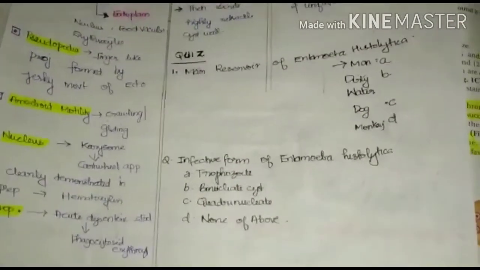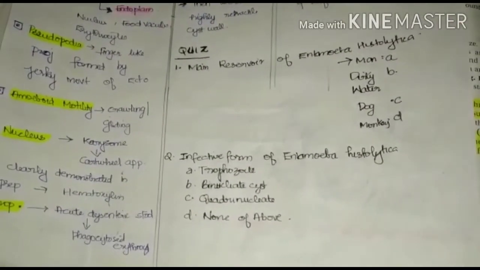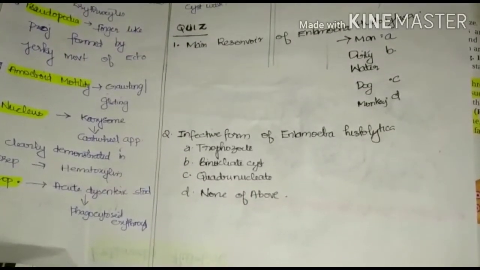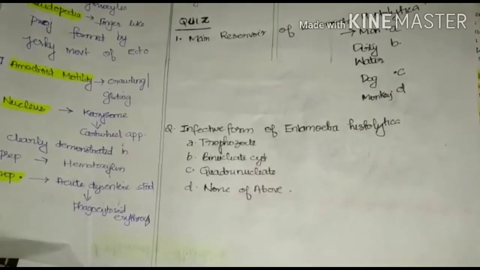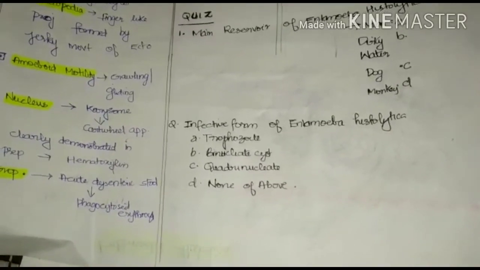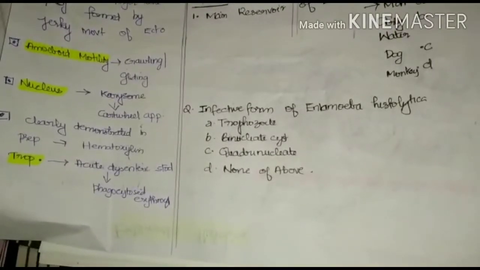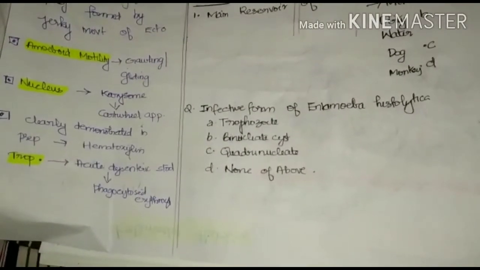Okay, the answer is man. And to this, I would like to add one more point. Entamoeba histolytica passes its life cycle in only one host, man, and does not transmit to any other. Its life cycle ends in only one host, man.